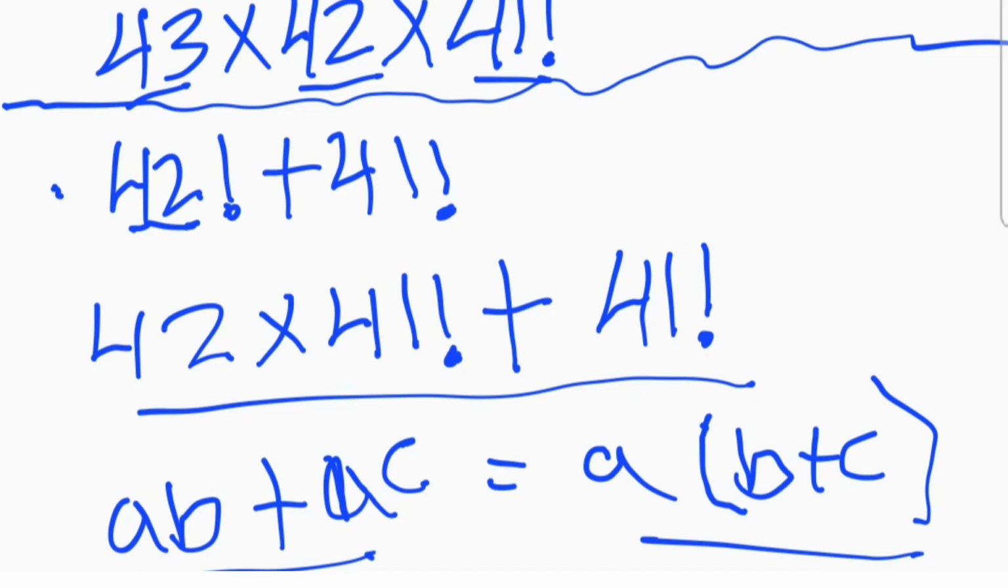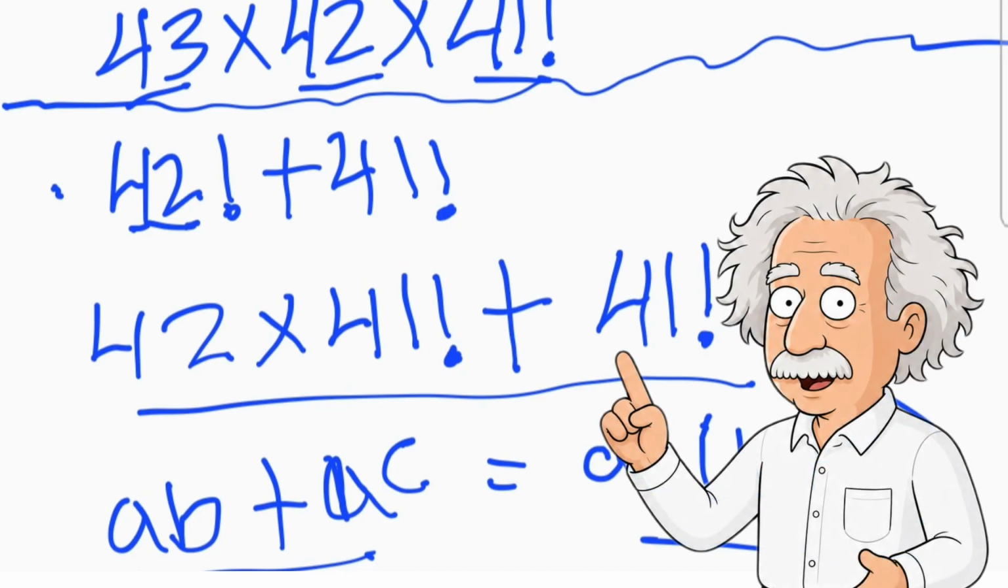So we have 42 times 41 factorial plus 41 factorial. So how can we use the distributive property here? The thing you may probably fail to see, to do the distributive property in this equation, is the fact that there is an invisible one. So what does an invisible one mean?